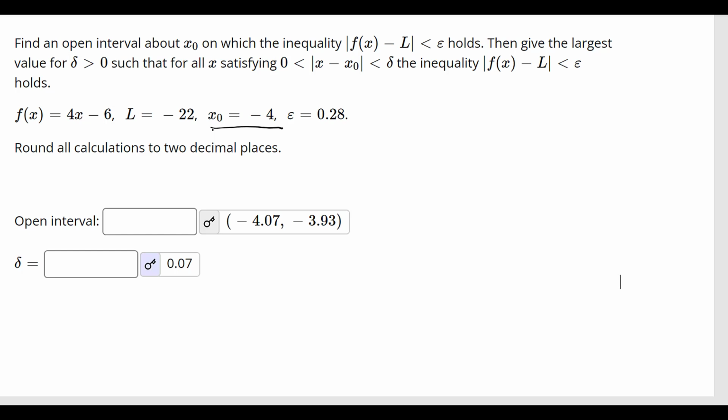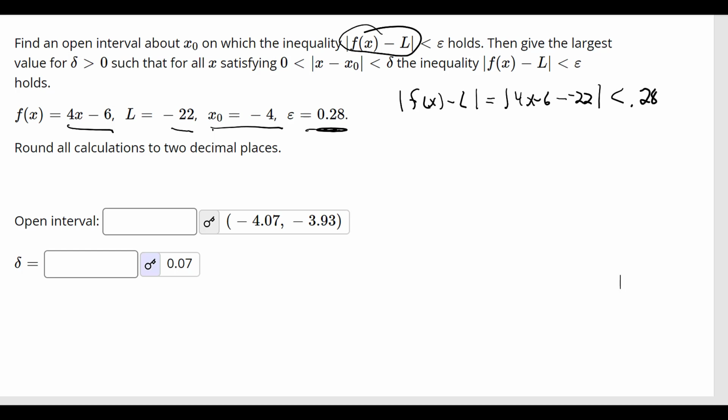Okay, so we're going to start with this formula. And we have our f of x minus our L. So the absolute value of f of x minus L is going to be equal to the absolute value of 4x minus 6 minus, and L is negative 22. That needs to be less than this epsilon that they gave us, 0.28. And the real cool thing is that this is going to relate up to our x minus x sub 0 less than delta. Okay, so let's play with this a little bit.